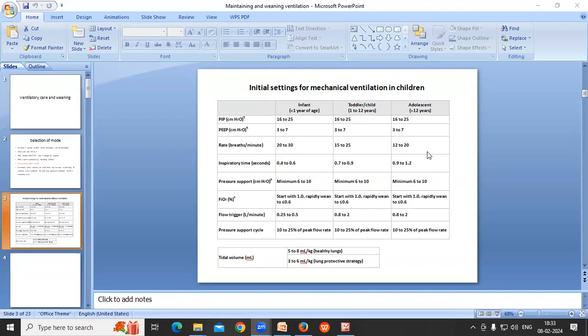There are no cutoffs for anything except for peak airway pressure and plateau pressure. Those are the only pressures which can have cutoffs. Rest of all don't have any cutoff. You need to modify and manipulate them based on your O2 and CO2. If you understand this one point, ventilation will be easier. I have seen many people say you should not cross PEEP of 10. No, there is no cutoff for PEEP.